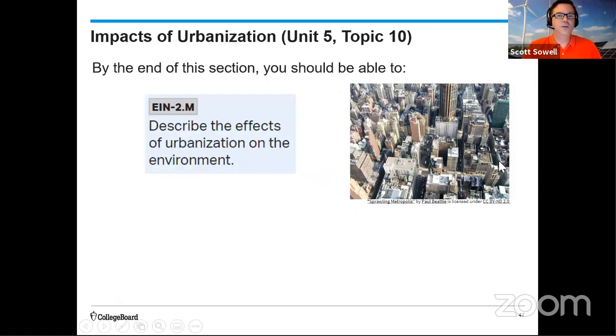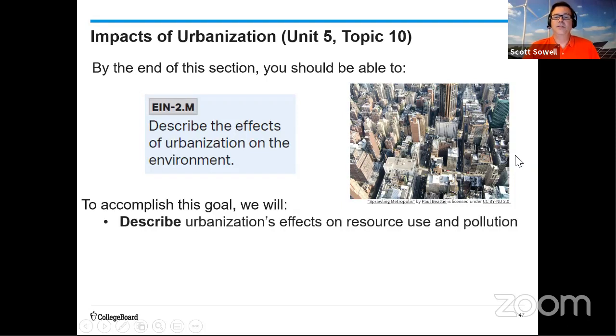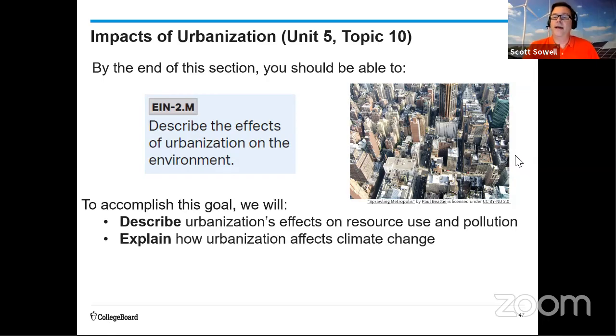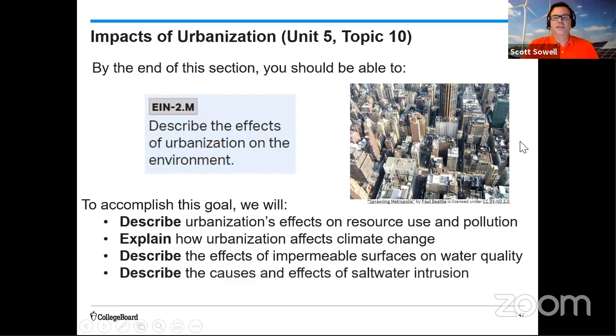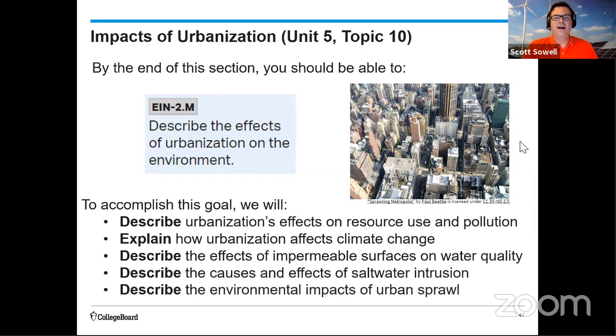All right, so let's move from mining to urbanization. So after this section, you should be able to describe the effects of urbanization on the environment. So to get there, we're going to look at urbanization's effects on resource use and pollution. We'll talk about how that might impact climate change. We're going to look at a unique problem of urban areas, which is impermeable surfaces. Then look at another unique problem called saltwater intrusion. And finally, we'll look at the concept of urban sprawl and how that affects the environment.